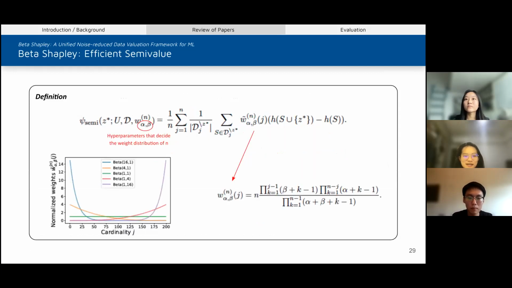Now we introduce Beta Shapley. The computation of the weight function in the semi-value can be expensive or infeasible because it contains an integral. So we propose Beta Shapley, which has a closed form for the weight. We consider the beta distribution with a pair of positive hyperparameters, alpha and beta. In the graph, each color indicates a hyperparameter pair. Take the blue line, where the normalized weights assign large weights on small cardinalities and remove noise from large cardinality. And the purple line is the converse of that.